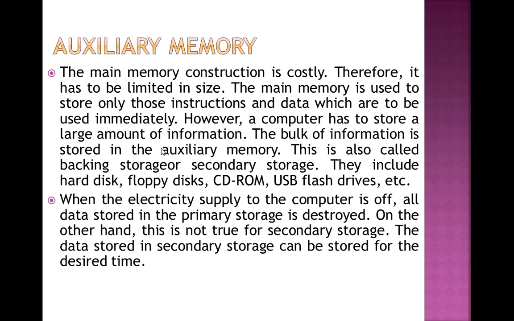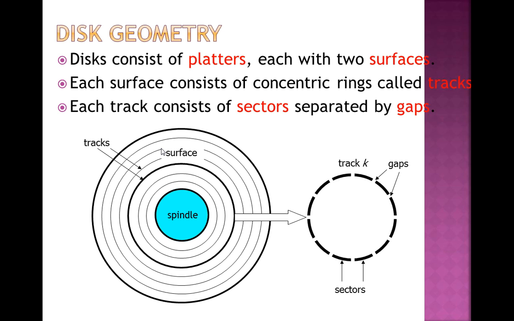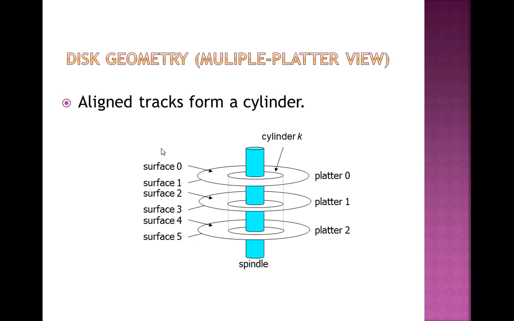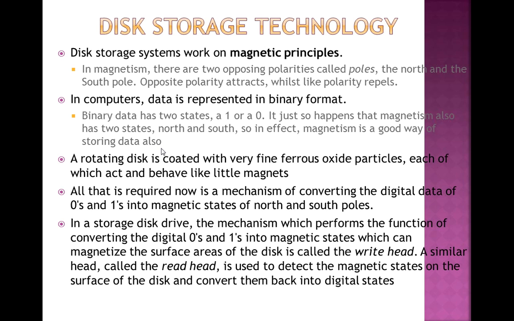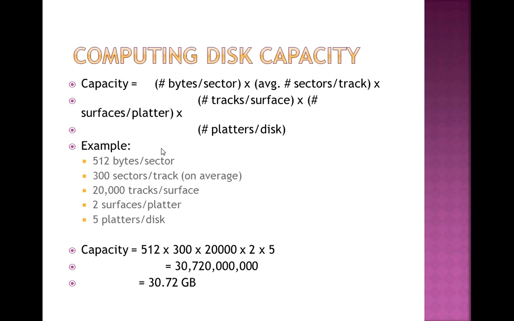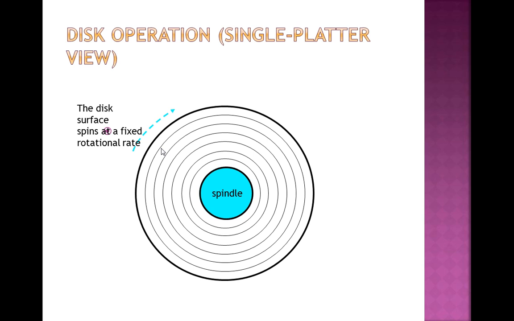Then we also discussed the auxiliary memory, that is your secondary memory, like floppy disk, hard disk, CD-ROM, and pen drive. These are all known as backing storage, or the secondary memory or the auxiliary memory. These are the types of secondary memory. This is the geometry that we have used. This is the data storage. These are the technologies used for data storage. This is the capacity of the disk we have discussed. These are the disk operations we have discussed.